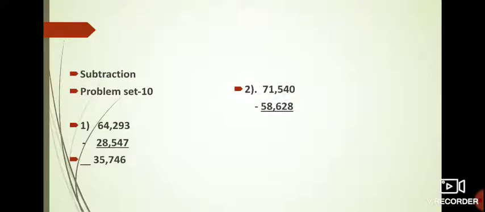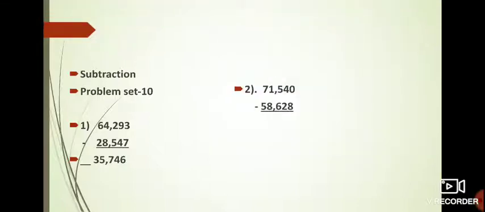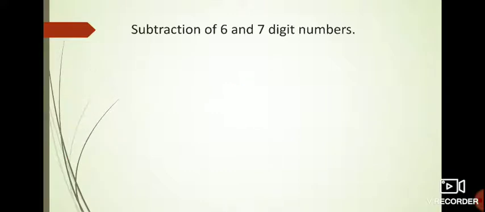Second one we also have to do like this only. 71,540 minus 58,628. Okay, what will be the answer, students? Yes, you solve it. Yes, correct, it is the answer. Same method we have to do, like this only. Borrow 1, and here it is 10, and here 3 is remaining. Okay, so if we borrow, then we will get the answer 12,912.